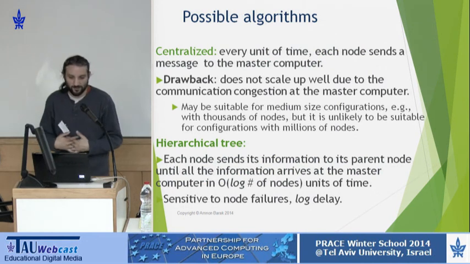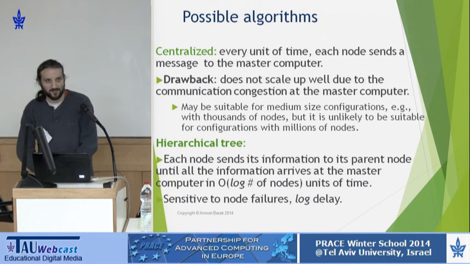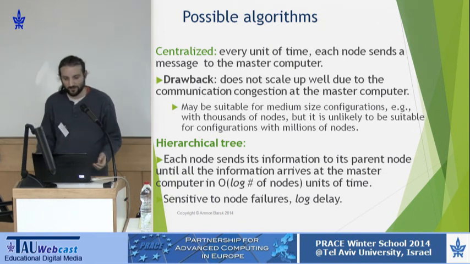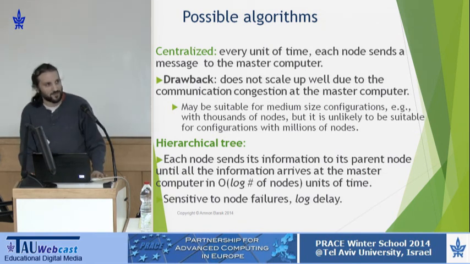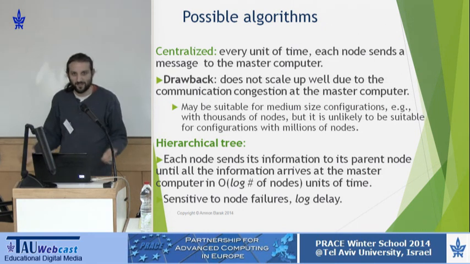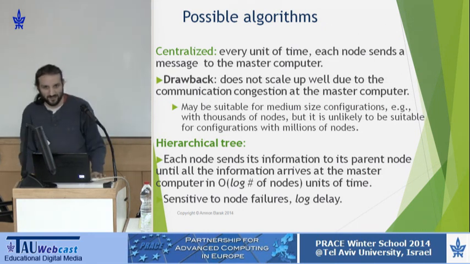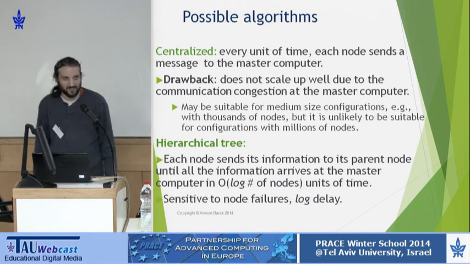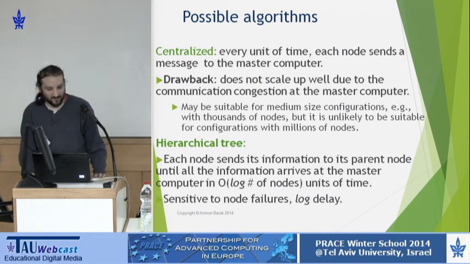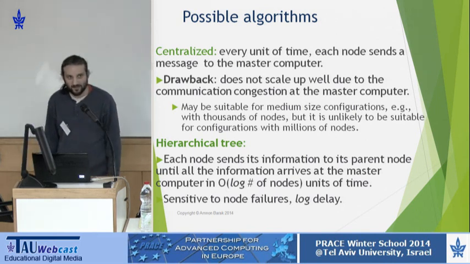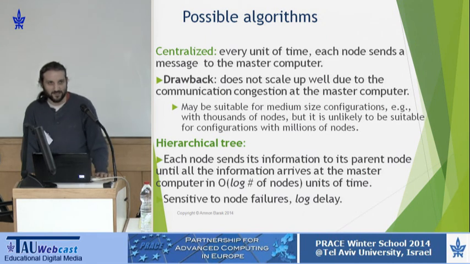So a possible algorithm, of course, is first of all to use a centralized algorithm. Each unit of time, each computer sends the information to the master. The drawback of this kind of algorithm is very clear. You need to handle 1 million messages every time unit. It can be very, very time-consuming and have a lot of networking overload. It does work for medium-sized clusters. That's what we use these days. And when you look at clusters of up to around 1,000 nodes, it works fine.